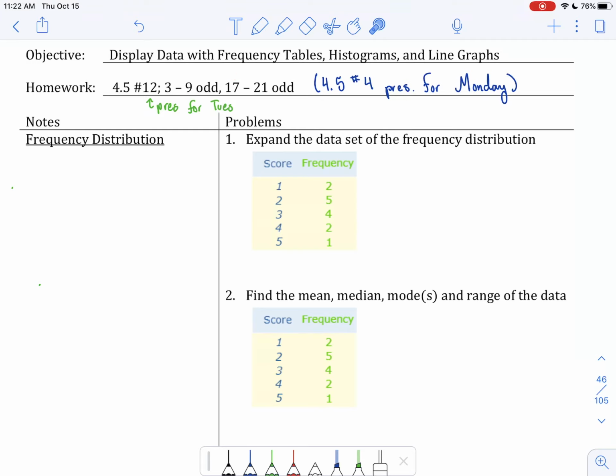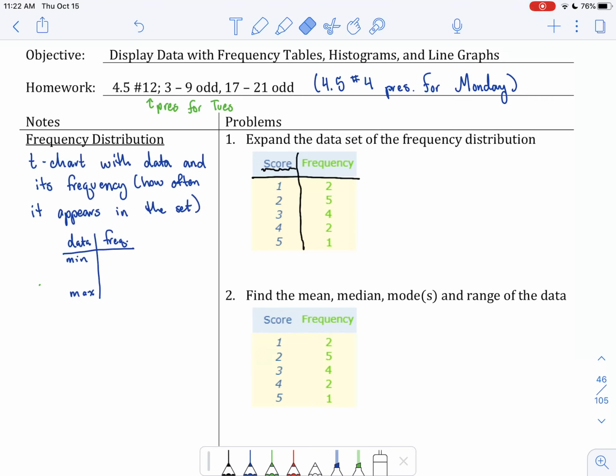So let's start off by talking about what a frequency table is. This also is called a frequency distribution. They are synonyms. We see an example here where we have a T-chart, meaning that we can draw a line like this and then down, and it makes a little T-chart that shows the data that we're interested in, in this case the score, and the frequency of that data in a data set.